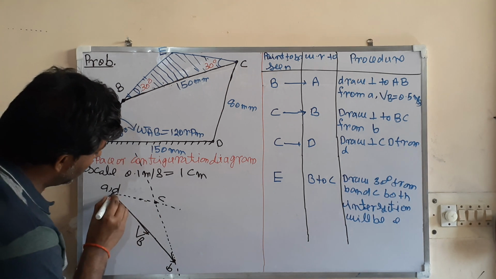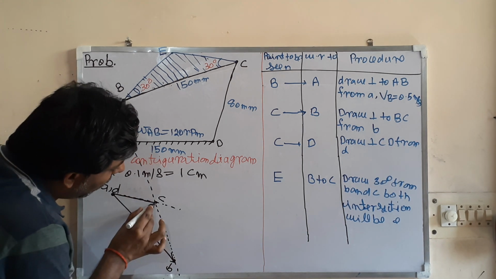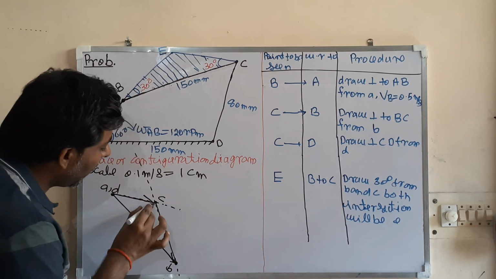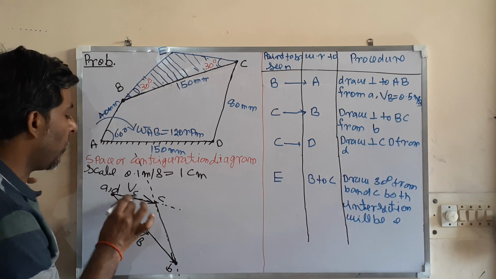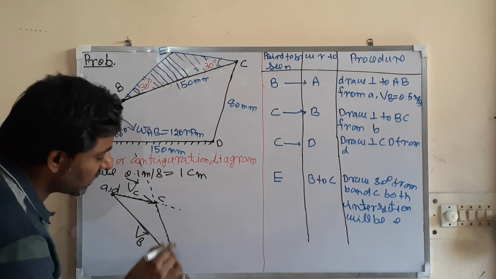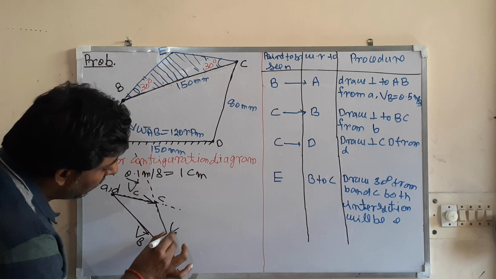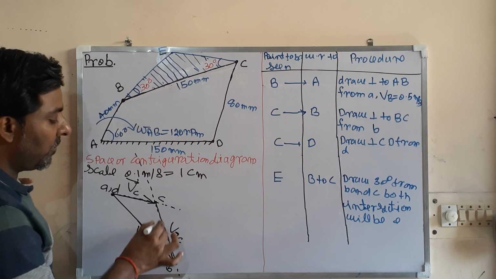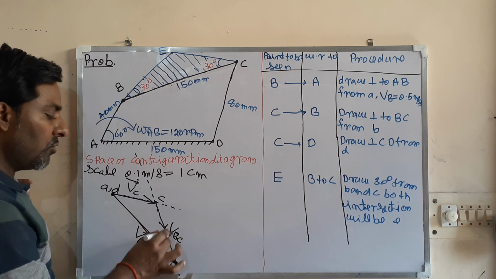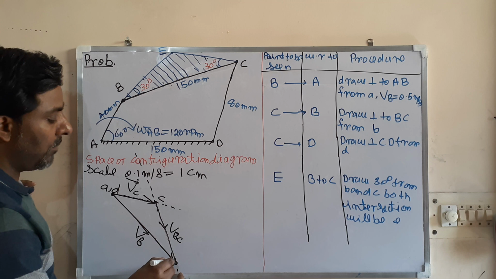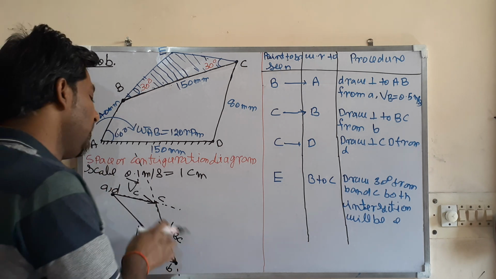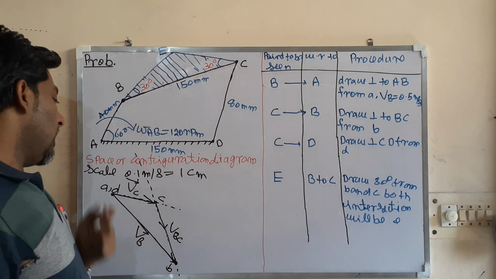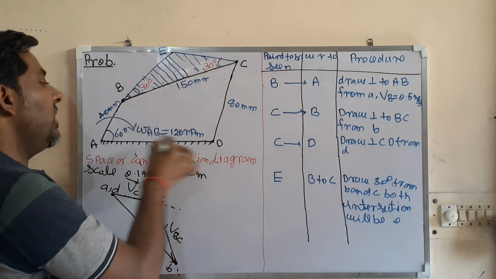Now you join this with a complete line. So this is the velocity diagram of this 4-bar mechanism, and this will be the velocity of point C in magnitude and direction, and this will be the velocity of point B with respect to C, that will be from C to B. If you are to calculate the velocity of C with respect to B, then that will be from B to C. Magnitude will be the same, just the direction will be reversed. So this is the velocity diagram for this ABCD.